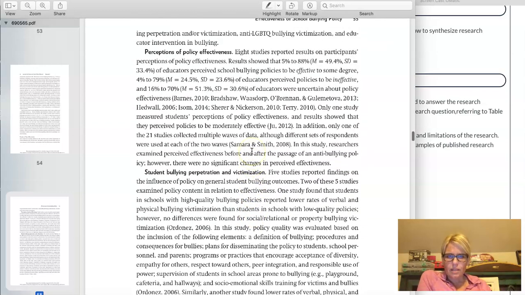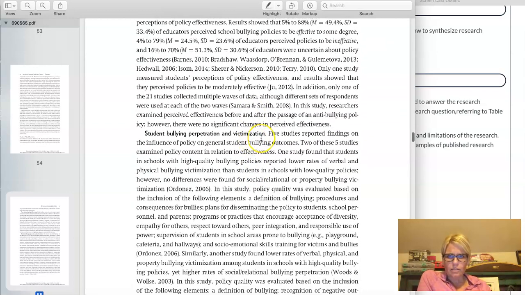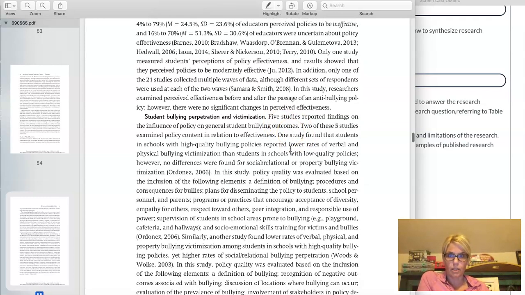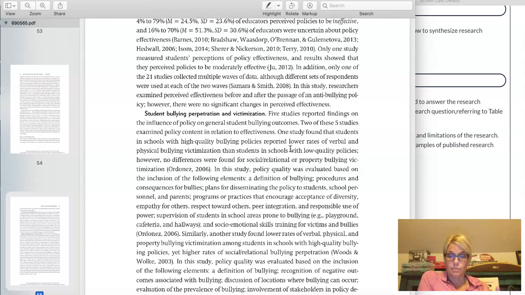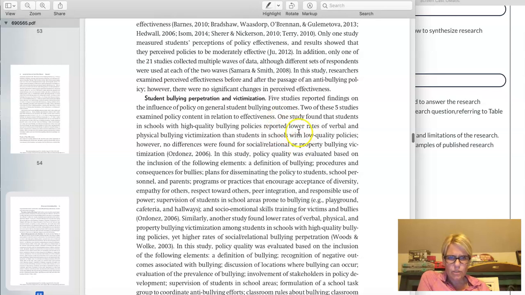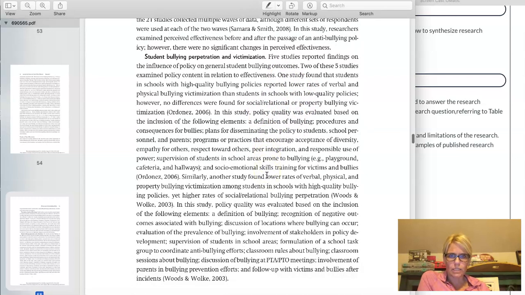Okay. Student bullying, perpetration, and victimization. Here, 5 studies reported findings on this topic. 2 of them talked about policy in relation to effectiveness. Then it goes on to talk about those individual findings.